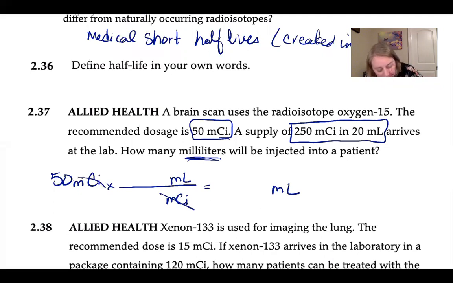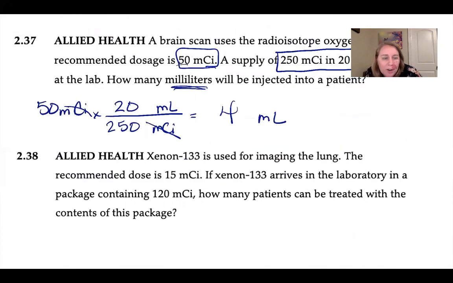So what does the problem say? It says 250 millicuries in 20 milliliters. So do 50 times 20 divided by 250 gives you 4 milliliters. And yes, one significant figure. I hate that one. There's only one significant figure.